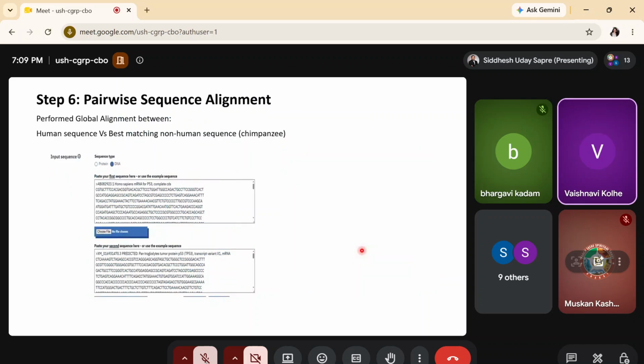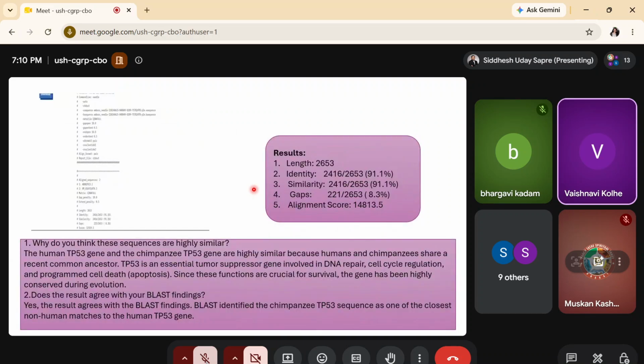Next slide. And later we performed pairwise sequence alignment, in which we performed one with the human sequence and the other with the best matching non-human sequence, which is a chimpanzee. We performed this process and later, next slide. So this is the result of that.